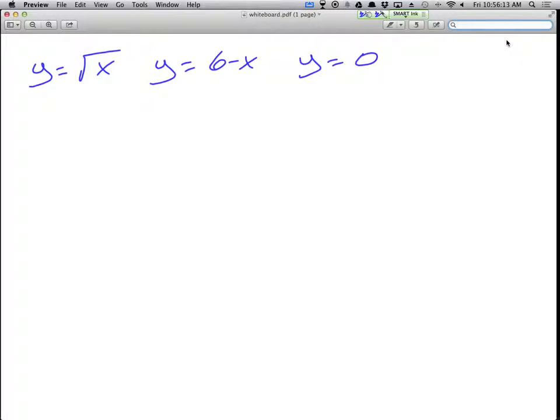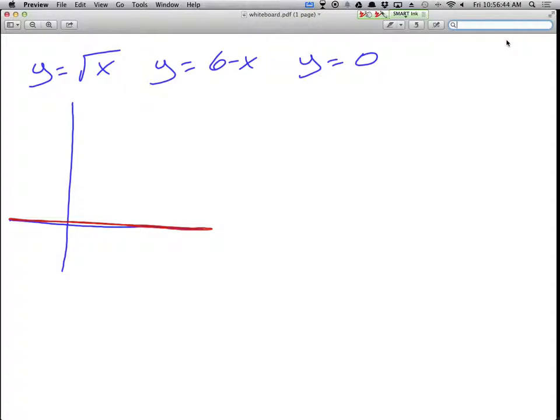So those 3 equations will trap the region we want, and we want to take that region and rotate it around the x-axis. So y equals square root of x, y equals 6 minus x, y equals 0. So what part of that do I want to start out and graph first? So y equals 0, which is the x-axis.